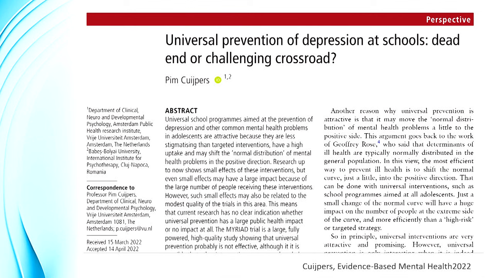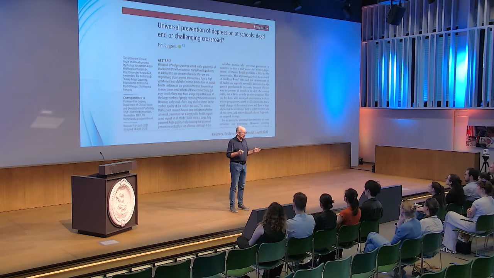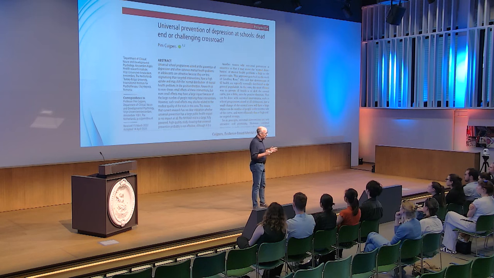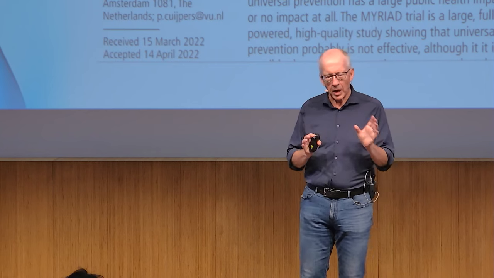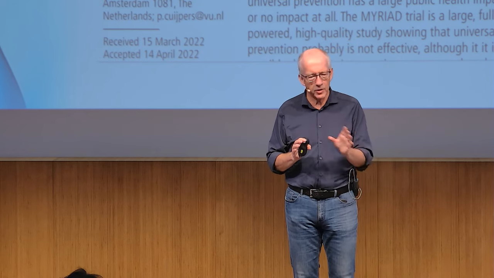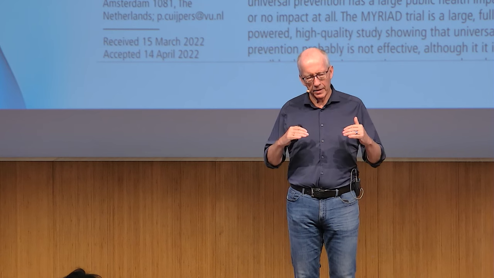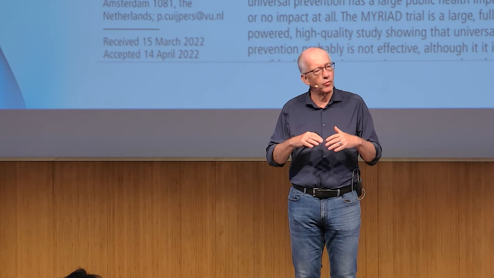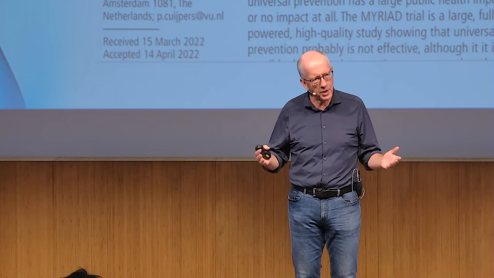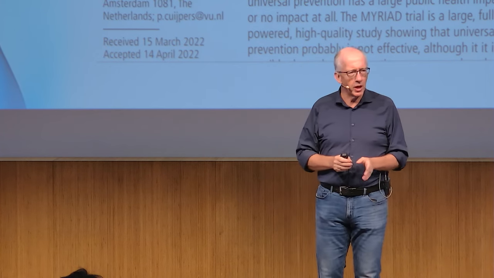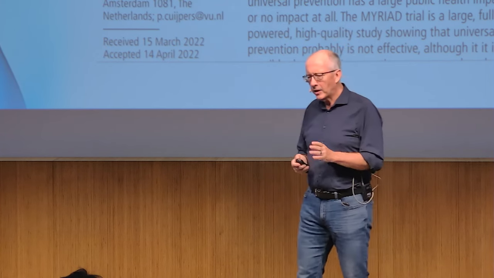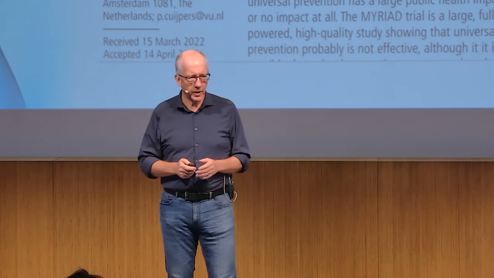They did a very large trial, very well designed, in the UK on mindfulness in high schools. 5,000 people in one condition, 5,000 people in the other condition. Mindfulness was introduced, people were trained, and it was, as you can imagine, a very expensive, very large, well-designed trial. Everything that you can think of, they did it well. And what was the result? Zero. They could not find any significant outcome of universal prevention.